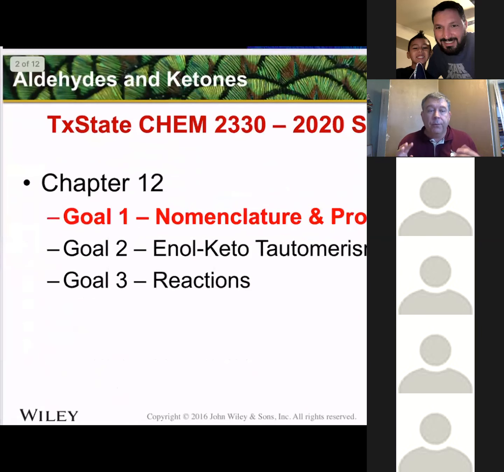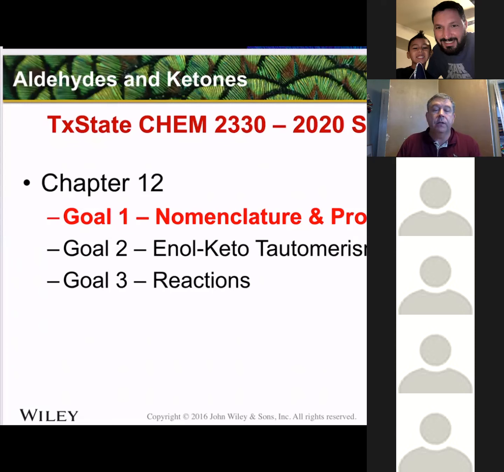Our 3 goals for chapter 12 are, the first thing is nomenclature, specifically of the aldehydes and ketones. Goal 2 is what we call enol-keto tautomerism. In this tautomerization, we have 2 or 3 different resonance structures that we may not have very often in one structure versus the other. One structure is going to be a lot more reactive, so we know it's happening, even though it's happening in a very small amount.